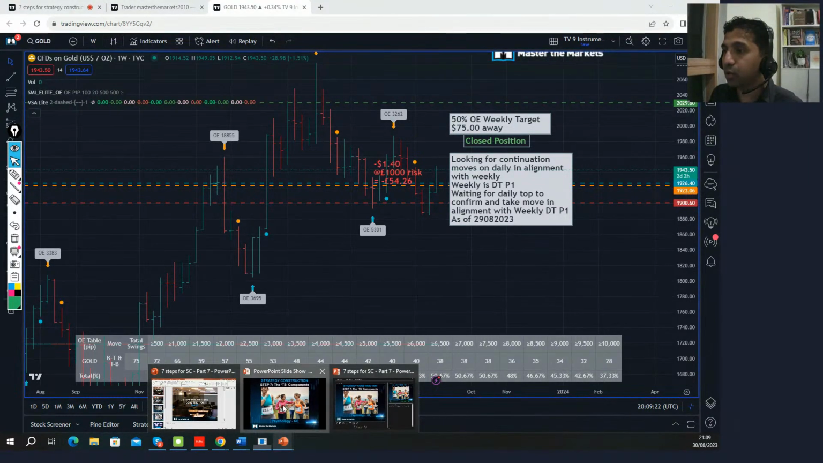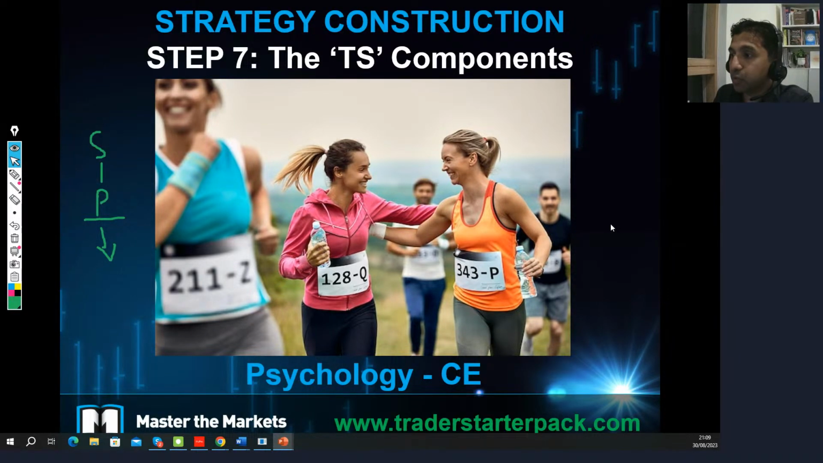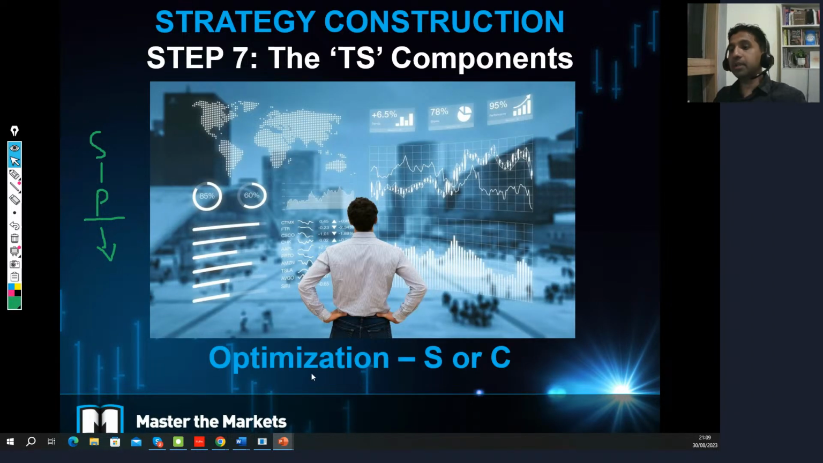Okay, so now you understand the importance of consistent execution. That is the glue between the strategy and the last part. Psychology sits in between, and the last part is what I'm going to speak about, which is the optimization component. Now, the optimization component is where you look at your stats. You review your stats, where you start to look at whether your strategy is still continuing to work as it is meant to.